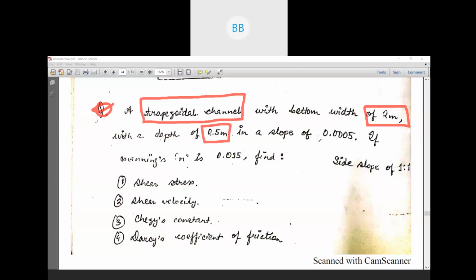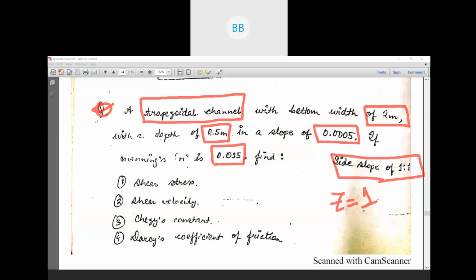in a slope of, that is your bed slope. Bed slope is given. If the Manning's n is given and side slope is given 1 is to 1. I think you remember, if the side slope is 1 is to 1, it is very easy to calculate. We are going to directly consider z is equal to 1, if your side slope is 1 is to 1.